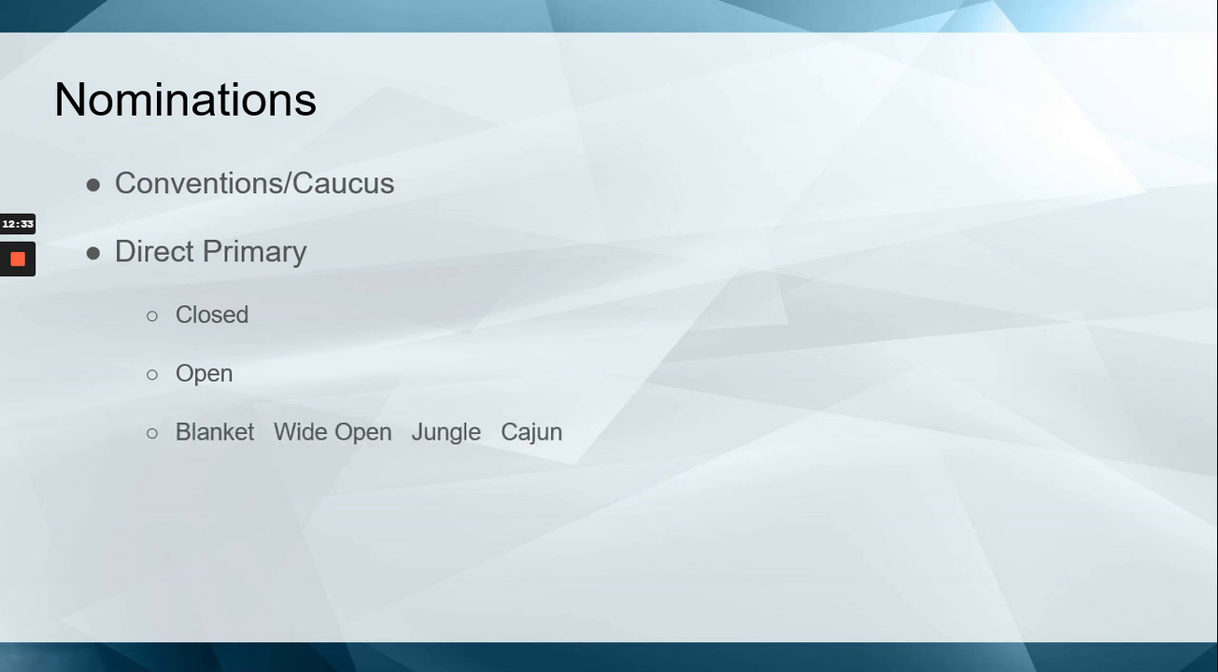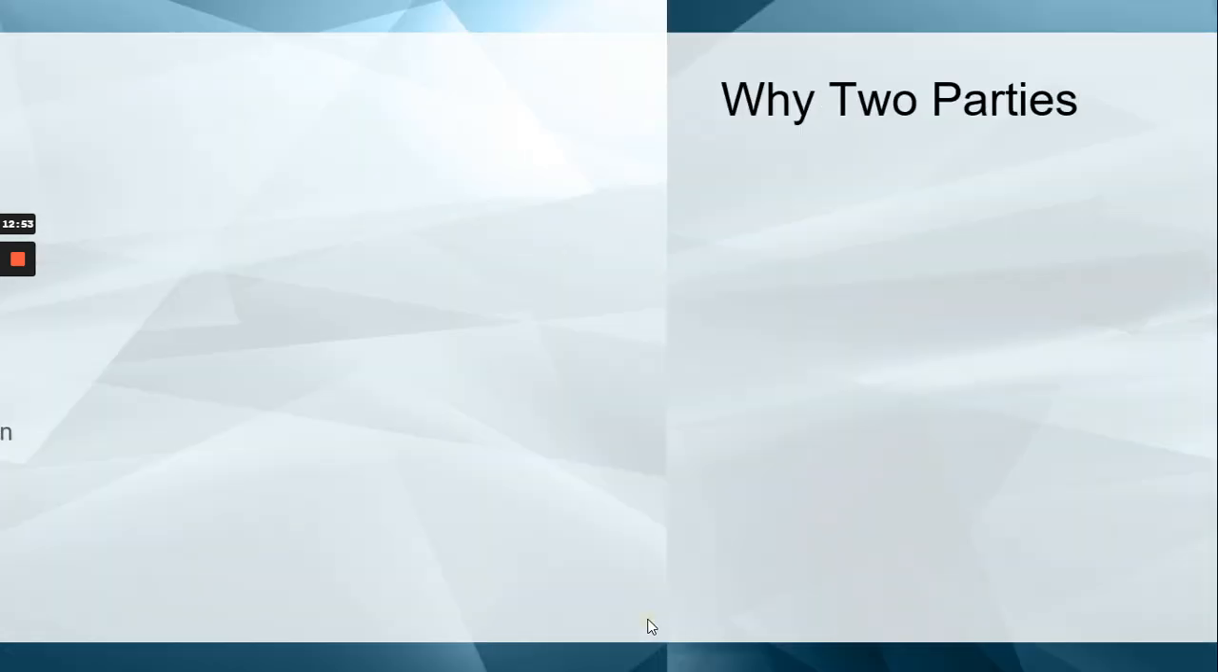And then you also have the blanket, the wide open, the jungle, the Cajun. This is where they just list everyone. Typically their political affiliations will have to be on there. That's unconstitutional not to put them on there. And then the top two vote getters, doesn't matter what party they're from, will go to the general.